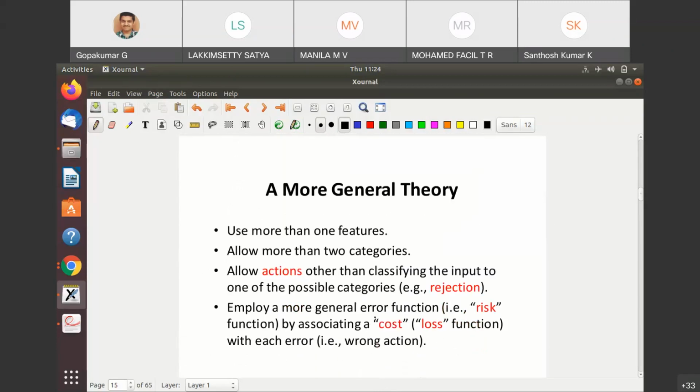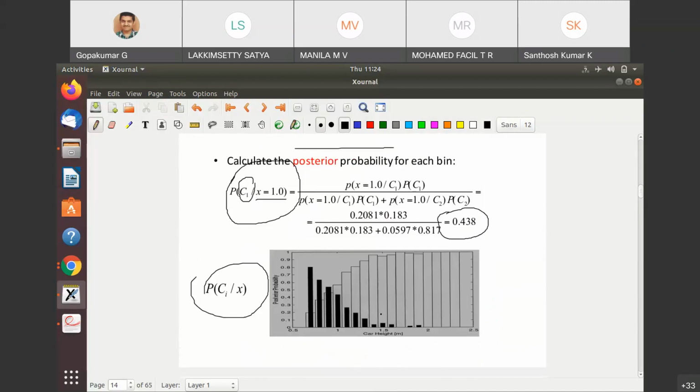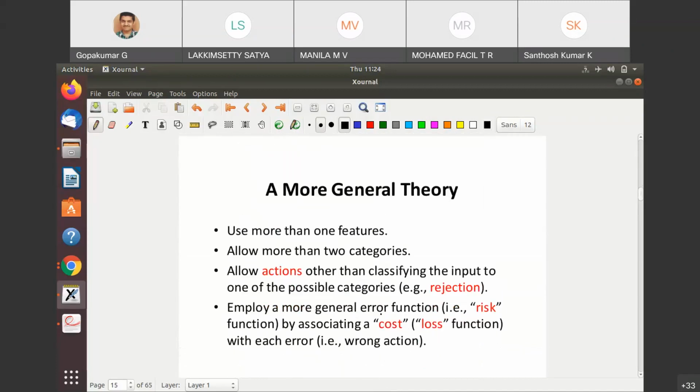So far, what we have discussed is with respect to one single feature. But we can always extend whatever principles we have studied to different scenarios, or more general scenarios. That is what we are now going to discuss. So we can always use more than one feature. That means we can use a feature vector x. That is very important.